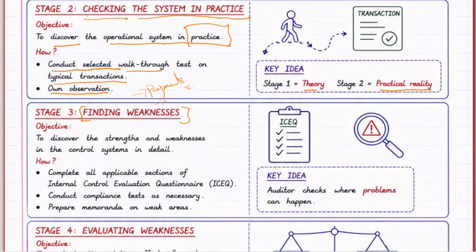Stage 2, you confirm by walkthrough test, and you see that what they told you is actually what is happening. Then you find weakness. Finding weakness is stage 3. What's the objective of stage 3? To discover the strengths and weaknesses in the control systems in detail.